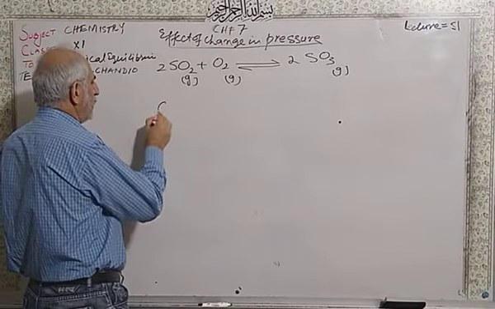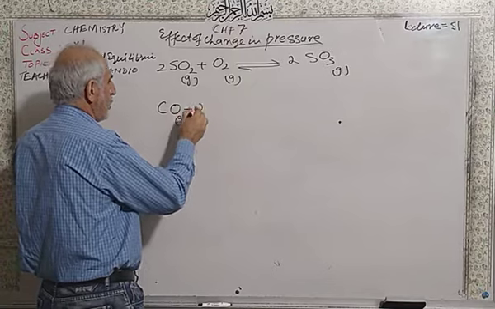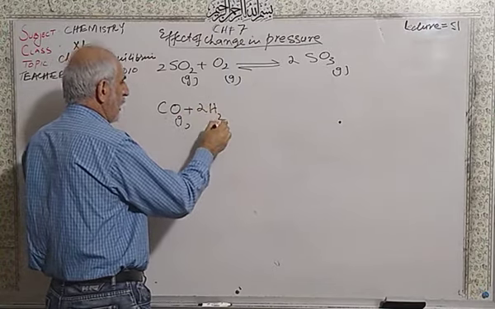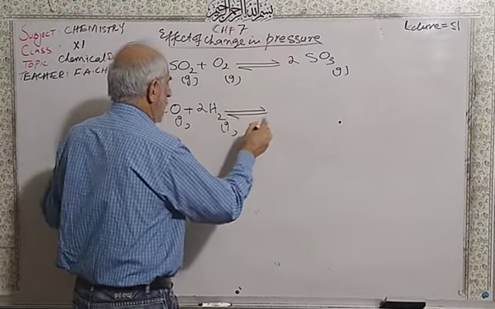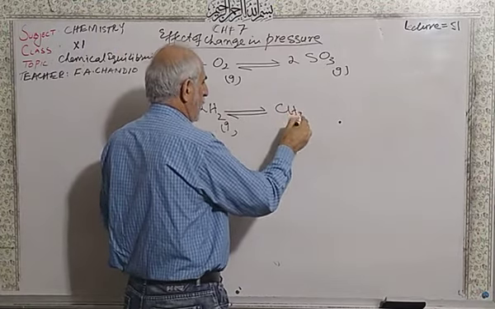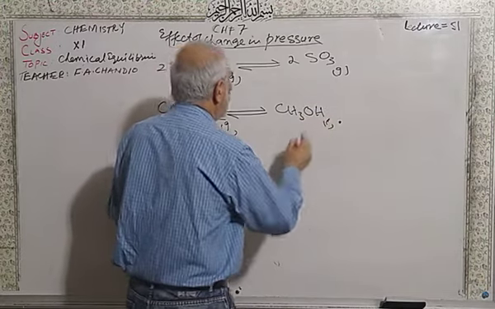Second is carbon monoxide gas, 2 moles of hydrogen gas. You will get methyl alcohol, like this one.